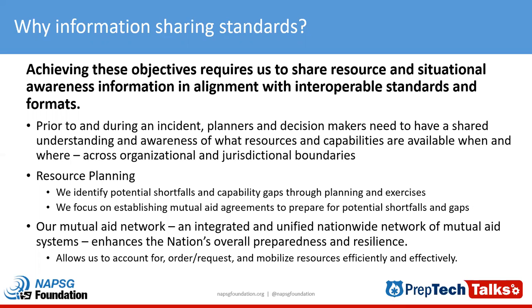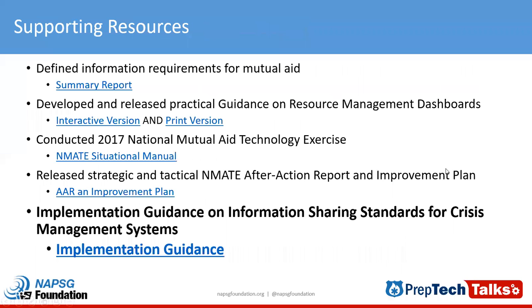But in order to do that, we need to be able to understand what resources and what information is available across those jurisdictional boundaries. Our entire mutual aid network, which spans the nation as a whole, in essence, can be an integrated and unified network of mutual aid systems, enhancing our nation's overall preparedness and resilience, allowing us to account for, order, request, and mobilize resources as efficiently and effectively as possible.